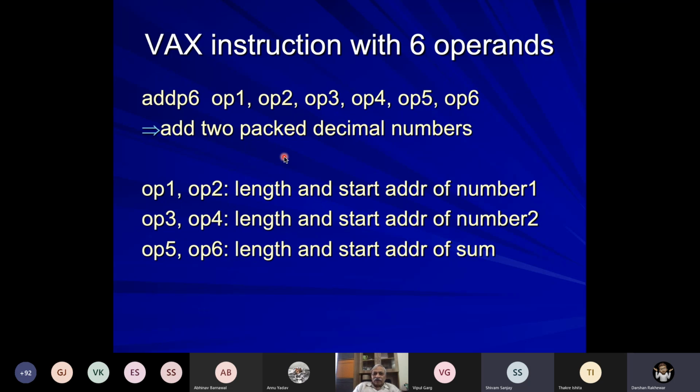Another example of a VAX instruction. So this opcode is add 2 packed decimal numbers. Packed decimal number means that it is a sequence of decimal digits, each encoded in 4 bits. So OP1 and OP2 specify length and the starting address of number 1. OP3 and OP4 specify length and the starting address of number 2. And OP5 and OP6 specify length and starting address of sum. So it's a total of 7 byte instruction. 1 byte will give the opcode and remaining 6 bytes specify this.